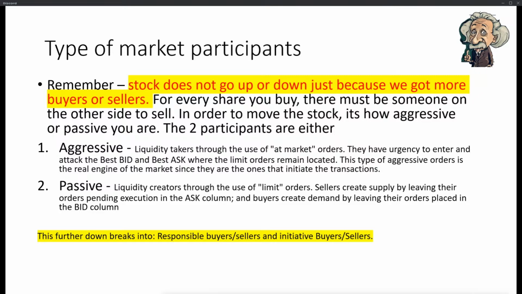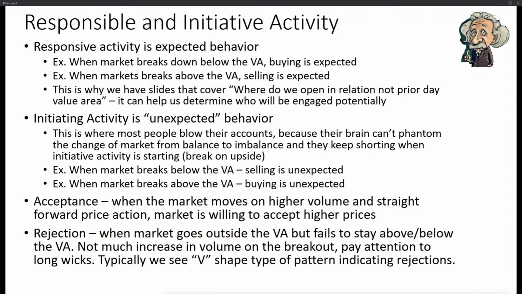The next step, and we have 2 slides on that, is responsive buyers and sellers, and initiative buyers and sellers. Remember, I talked about responsive activity being expected behavior. So if the iPhone were to drop to $200, there would be a lot of responsive buyers on that iPhone, I would think. If the iPhone is at $1,700, would you have a lot of buyers there? You could, I don't know.